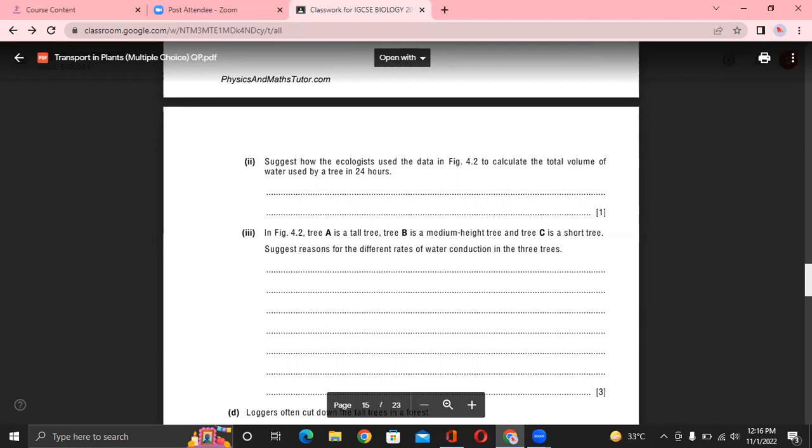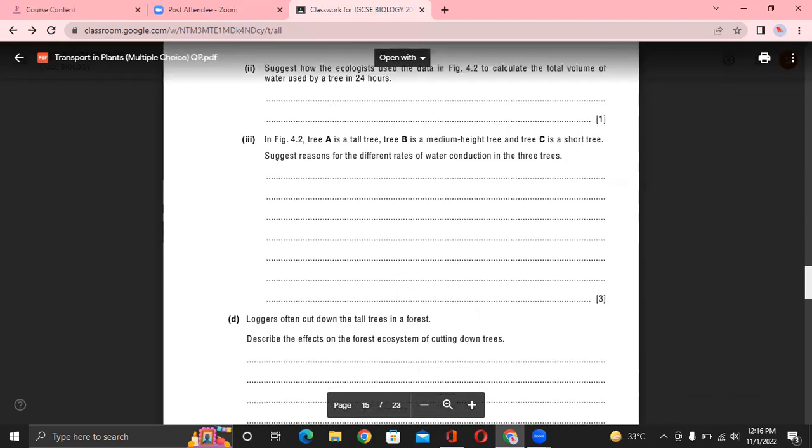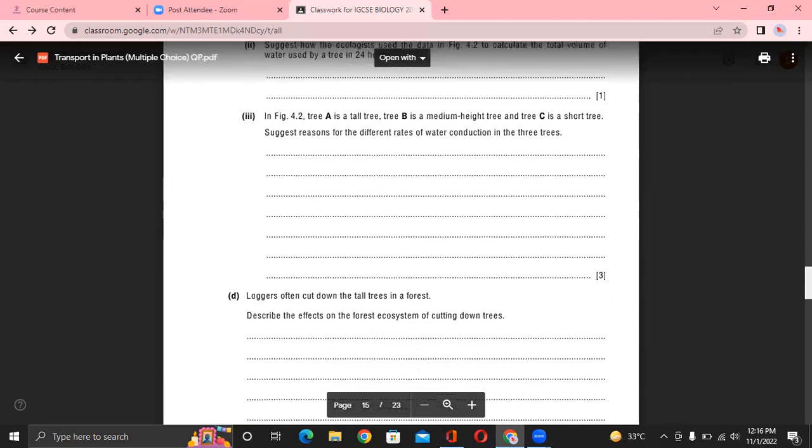Okay. Then we move on to part three, and they're asking you for reasons for the different rates of water conduction in these three trees. So, what are the reasons? So what I wrote is this. One of the reasons can be due to the larger size. More root hair cells are present to absorb the water. This can increase the rate.